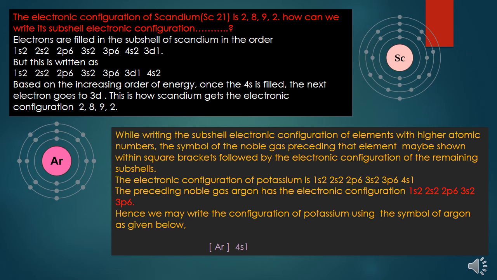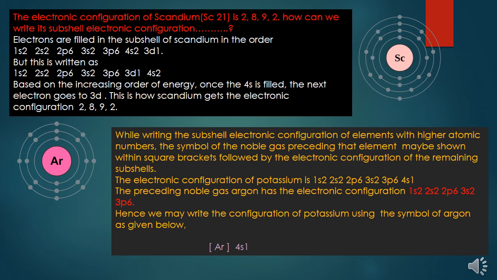The electronic configuration of scandium is 2, 8, 9, 2. Here you can see the atomic model of scandium is given right next to the text. The first electrons are filled in the K shell, and all other electrons are filled in the L, M, N shells according to the increasing order of their energy.